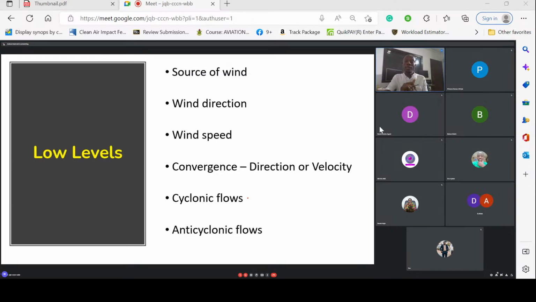We've also looked at the winds at the lower levels, which is 925 and 850, what we should look out for when we get to these points. And we'll go to the mid levels and then the high levels.